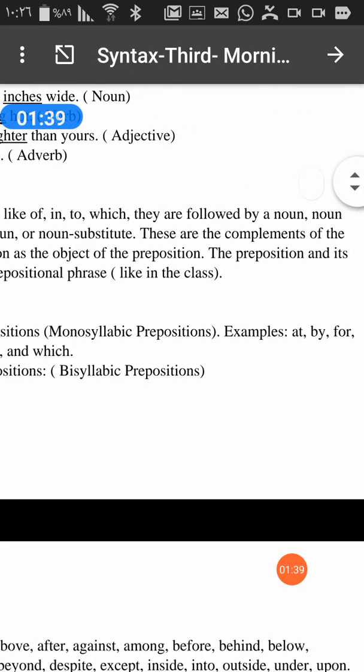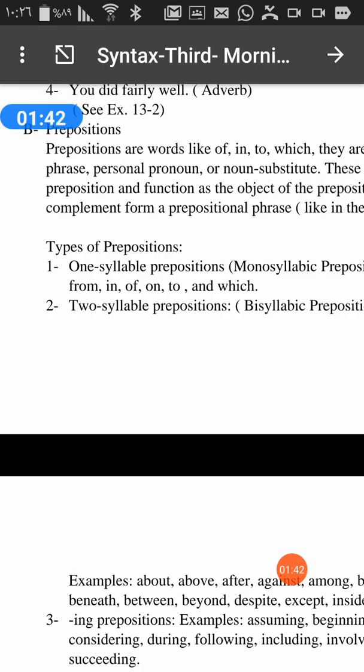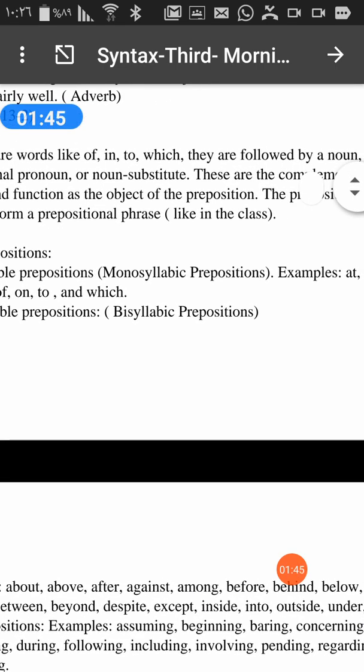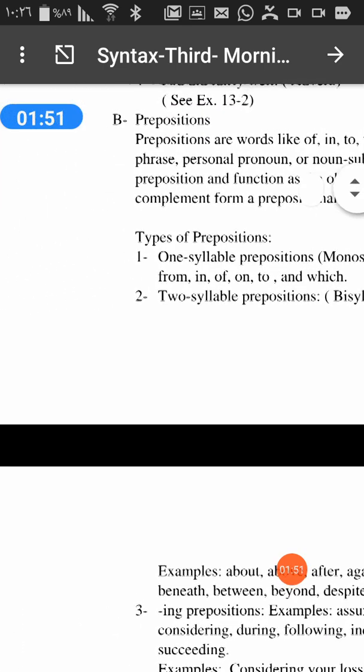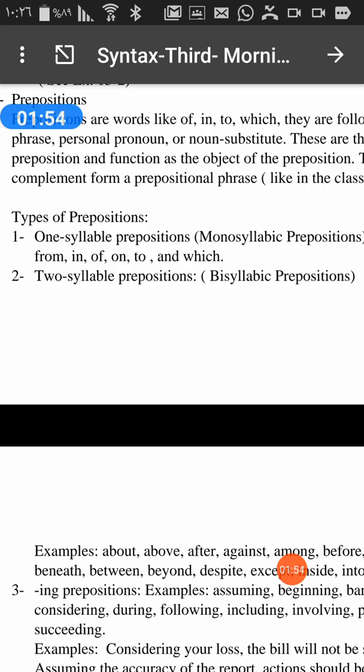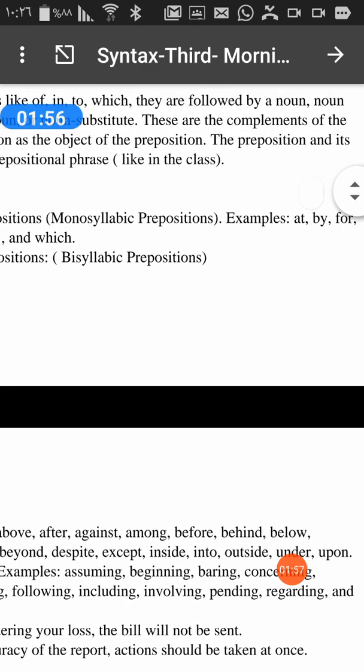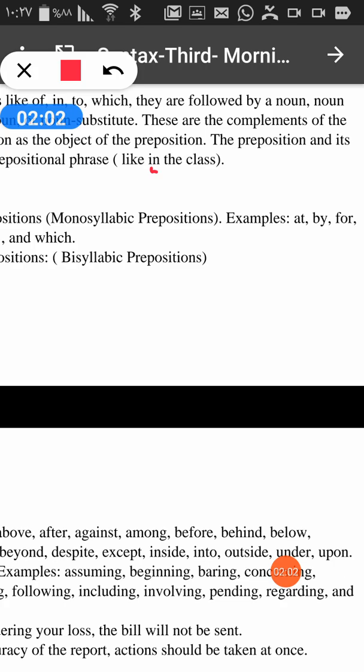These four types of complements function as the object of the preposition. So the preposition plus the complement form a prepositional phrase, like in the class. For example, in this example here, in is the preposition and the class is a noun phrase. The whole phrase in the class functions as a prepositional phrase, consists of the preposition in plus its complement, the class.